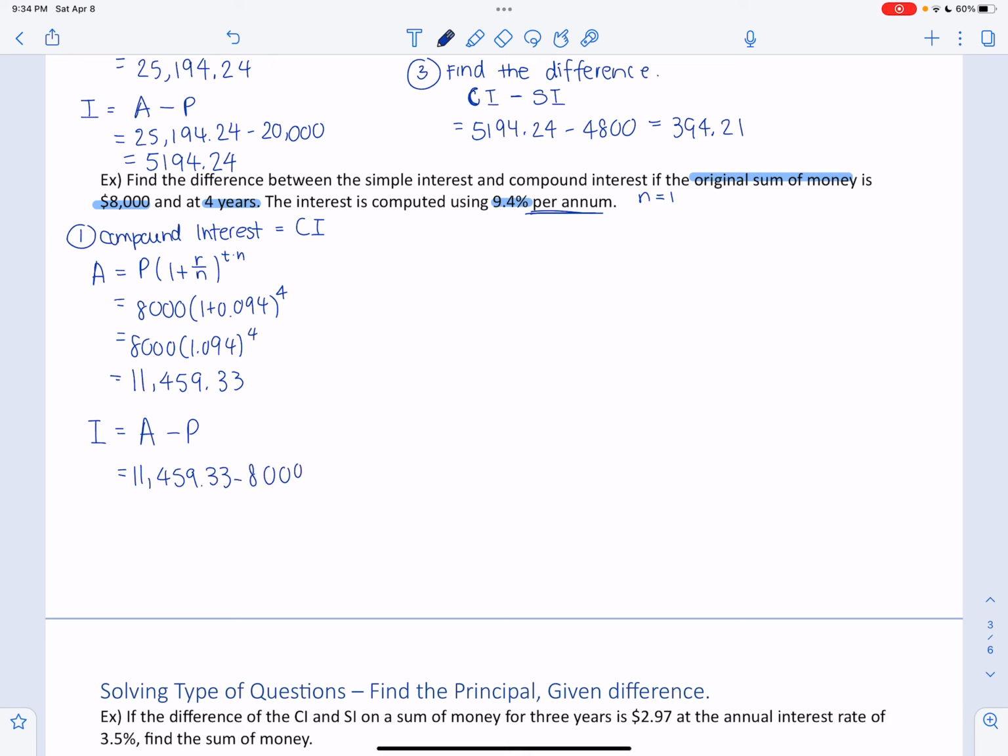So that's like $3,000, and 459.33 is my interest amount earned. Okay, so the compound interest is about $3,459. So step 2 is finding my simple interest.